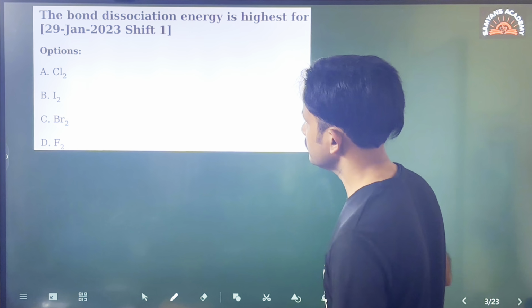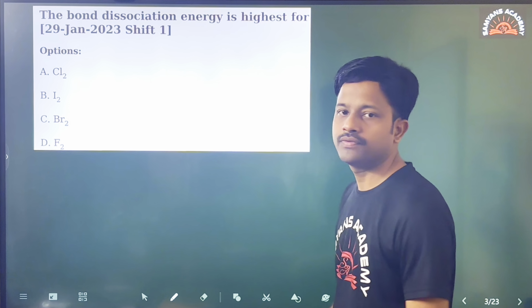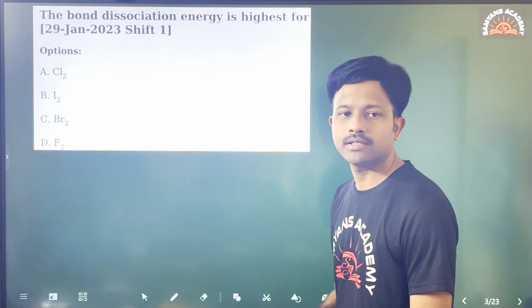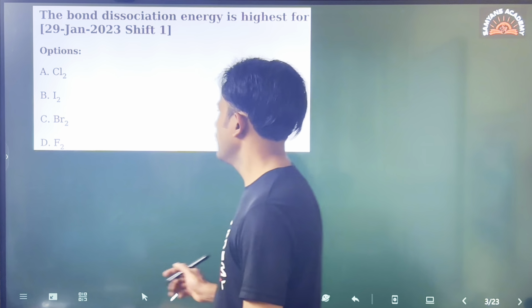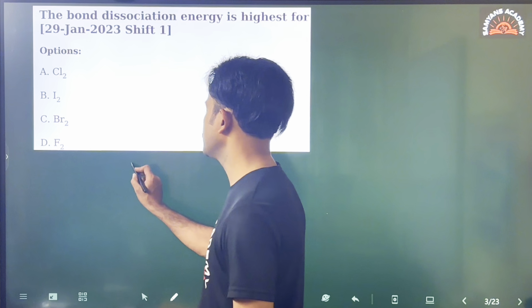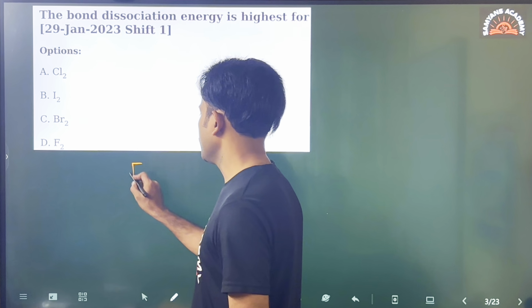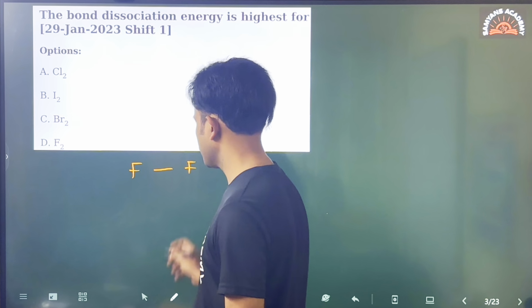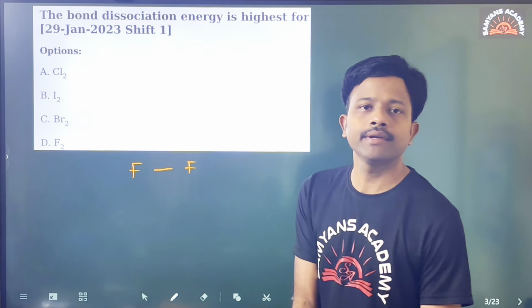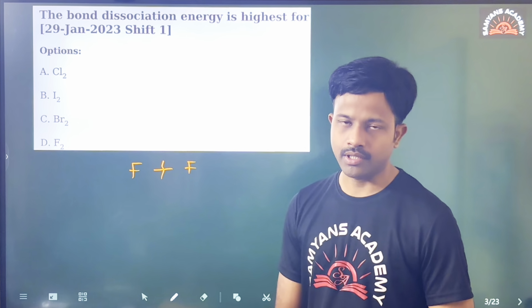Next question. The bond dissociation energy is highest for. Here they have given fluorine, chlorine, bromine, and iodine. Before discussing this, let us see what bond dissociation energy is. For example, you take one fluorine molecule. Bond dissociation energy means the energy required to break the bond.